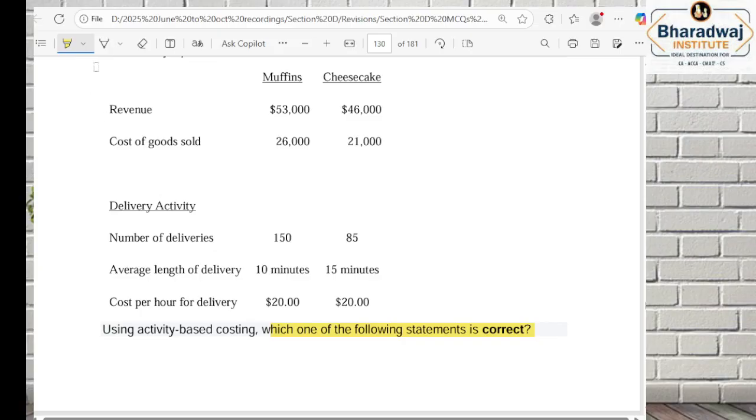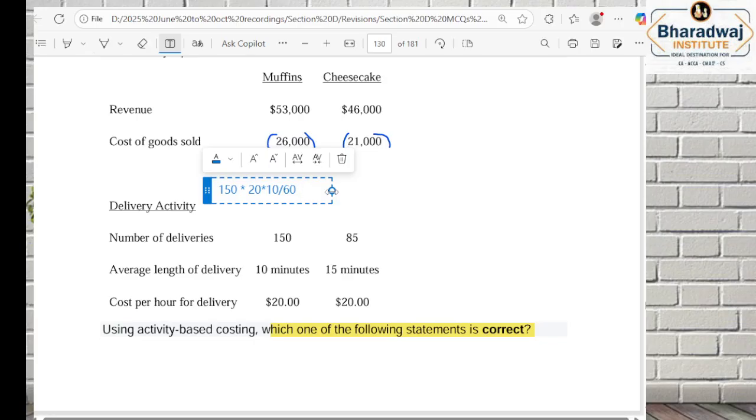Work out the profit, let us see. Revenue minus cost of goods sold. Assign the cost. 150 deliveries into 10 minutes by 60 into 20. How much do you get? Total 150 deliveries into 10 minutes by 60 into 20.